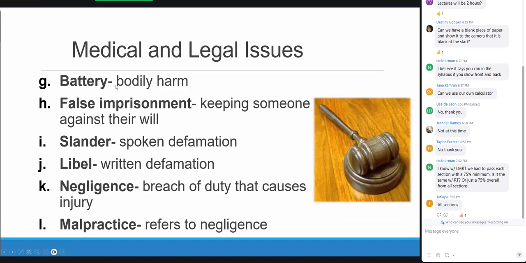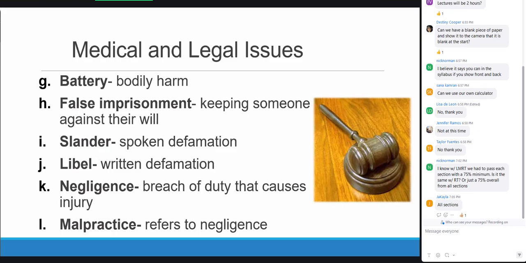Battery is bodily harm, and yes, if a patient gets punched in the nose, they were battered. However, legally, battery includes any unwanted touch from another individual that the recipient feels threatened by. So just the simple, "I told you not to do that anymore," finger poke in the chest, that's battery. Even if it doesn't leave a red mark or a bruise. You didn't draw blood. The person didn't fall down. You touched them. They didn't like it. That's battery.